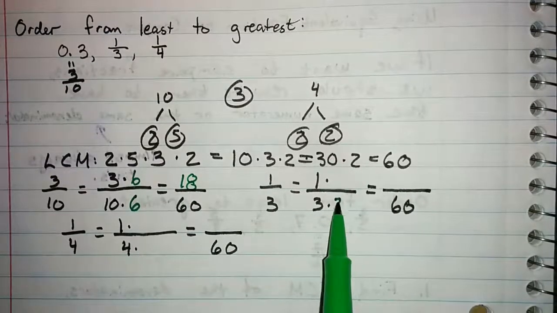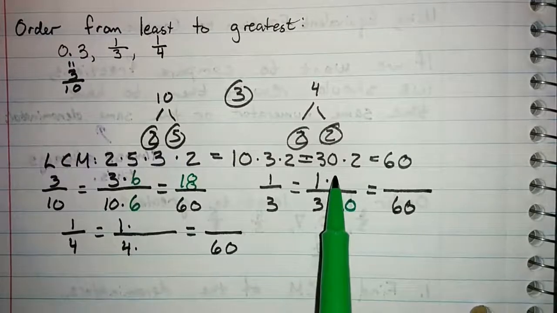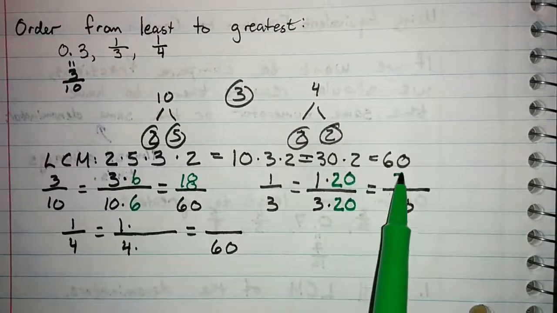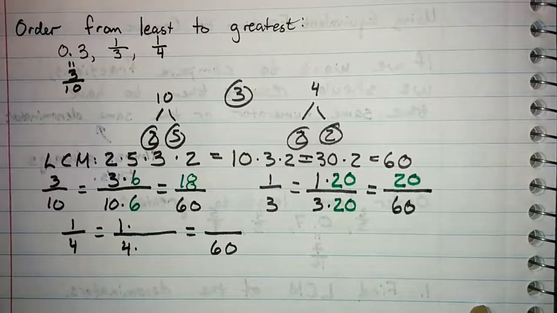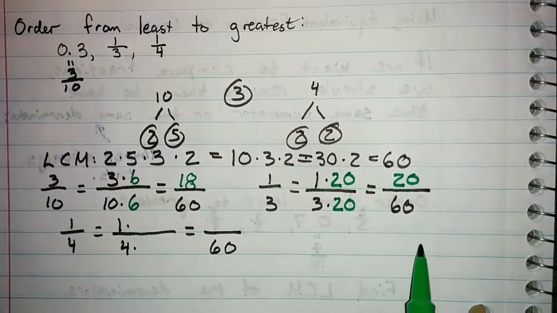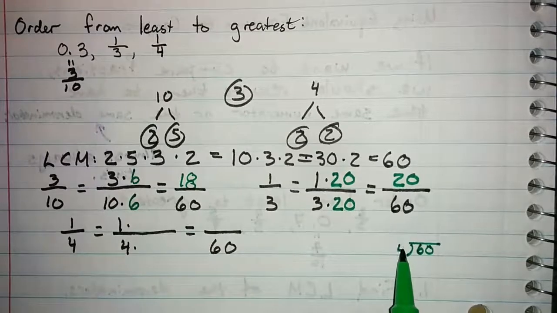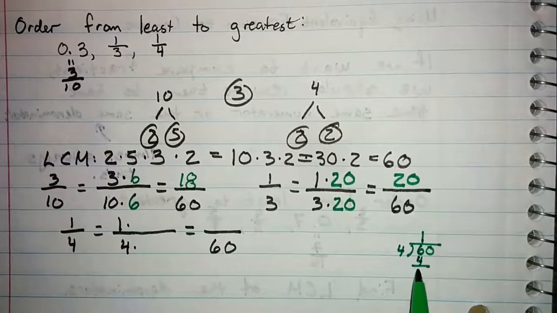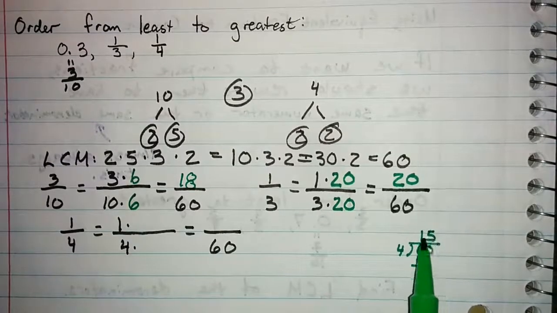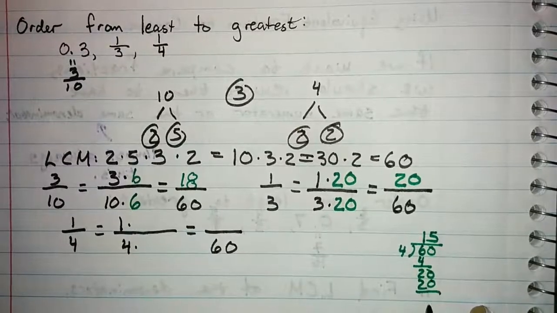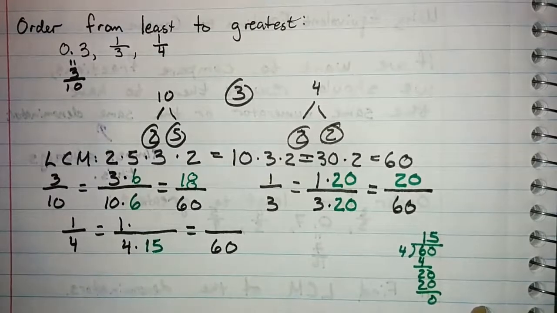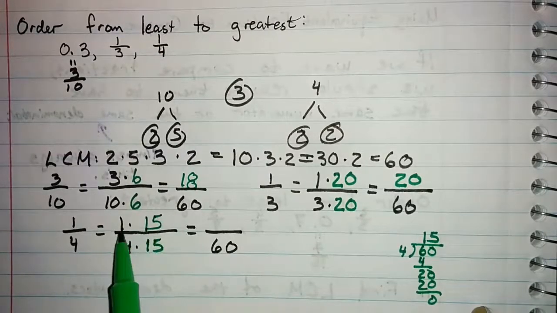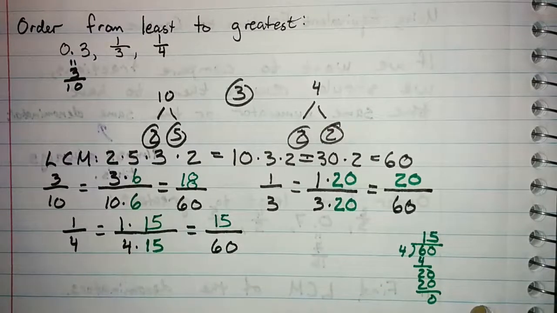3 times what is 60? Well, 3 times 20 is 60. So I'll have 1 times 20 is 20/60ths. 4 times what is 60? I couldn't tell you off the top of my head. 60 divided by 4. 4 goes into 6 one time. 4 goes into 20 5 times. So 4 times 15 is 60. 1 times 15 is 15.